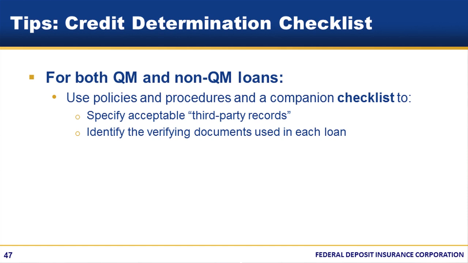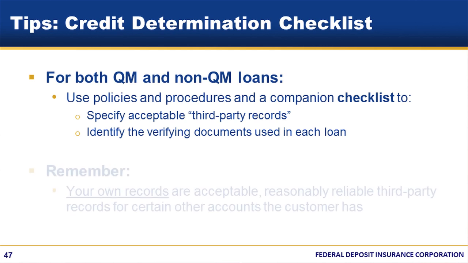Information used to make your credit determination for both QM and non-QM loans must be verified by reasonably reliable third-party records. That information includes income or assets used to qualify the loan, employment, if you rely on that income, and debts. Your policies and procedures and other resources might specify what are acceptable third-party records. A completed checklist would identify the verifying documents.